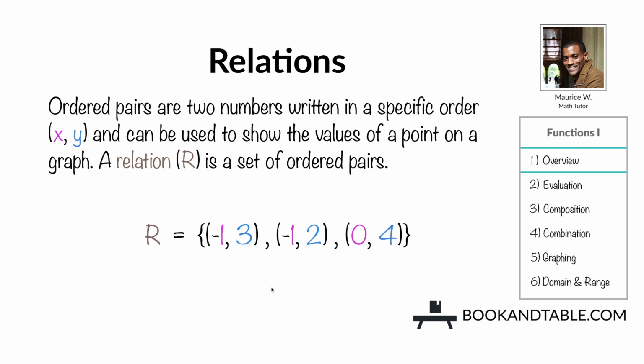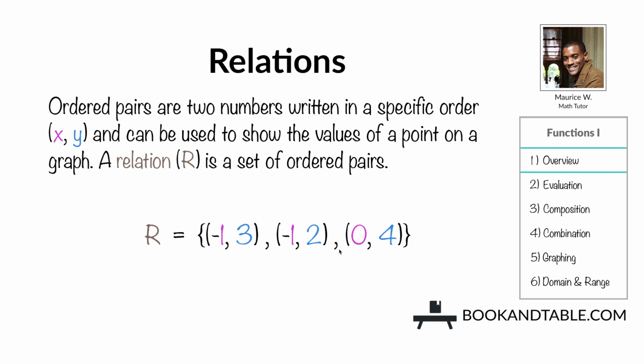So let's start the chapter by reviewing relations. Ordered pairs are two numbers written in a specific order, the x-coordinate first, the y-coordinate second, and can be used to show the values of a point on a graph. A relation, in this case denoted with the letter R, is a set of ordered pairs.